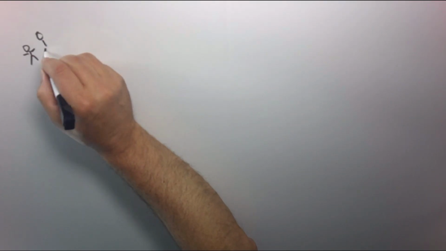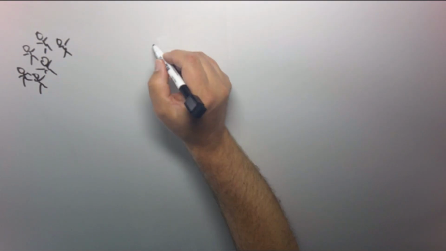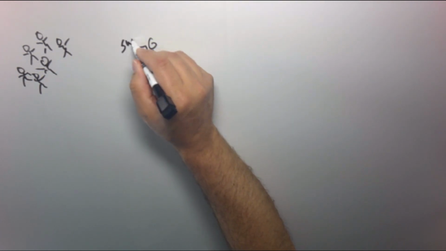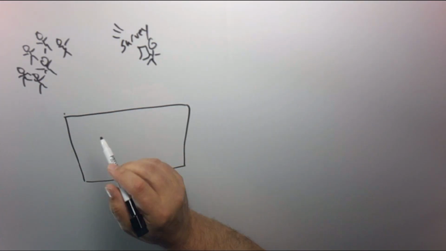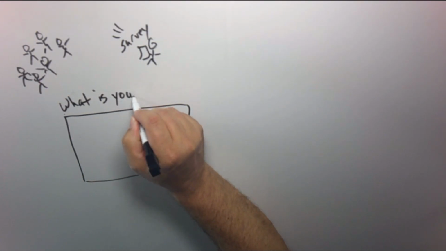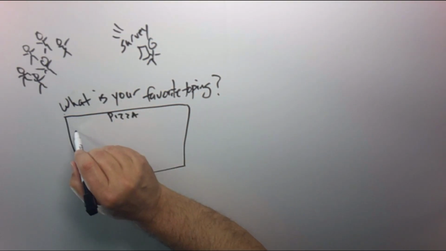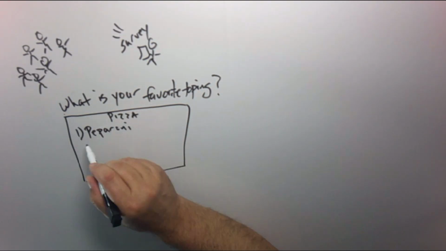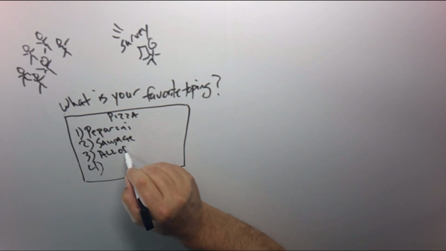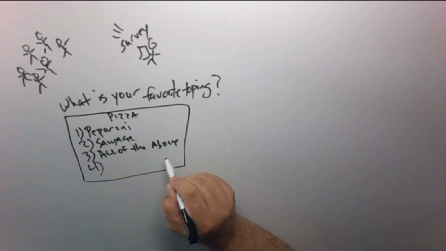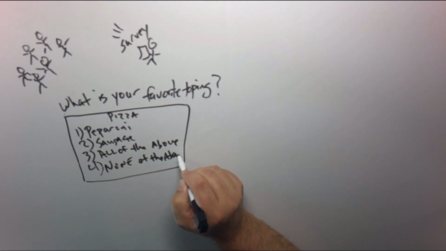Here we have a group of people that we want to take a survey of. The survey taker comes by and he has a survey for each one of them to fill out. On this survey is this simple question: what is your favorite topping? And this is going to be for pizza. So choice number 1, pepperoni. Choice number 2, sausage. Choice number 3, all of the above. Choice number 4, none of the above. Or in other words, cheese pizza.